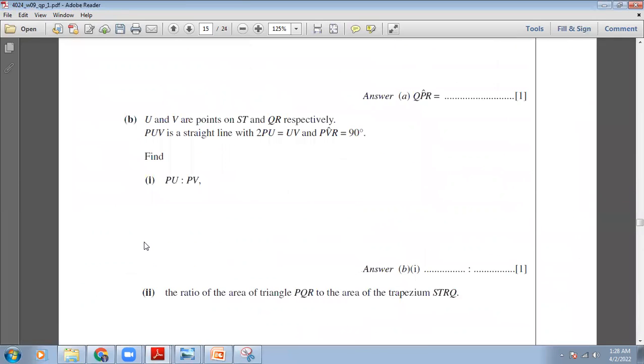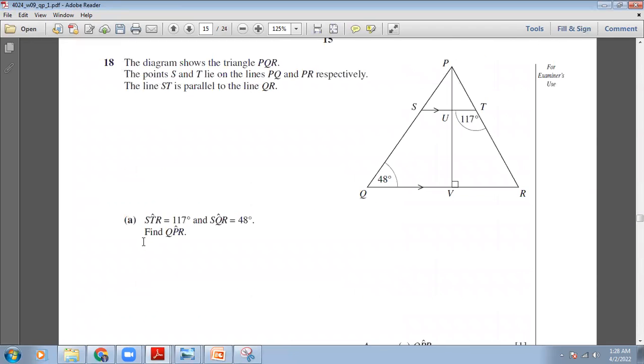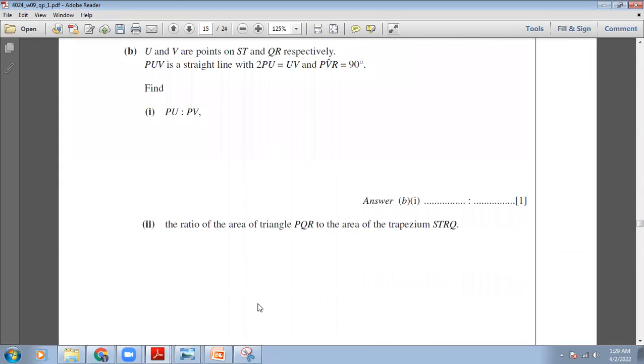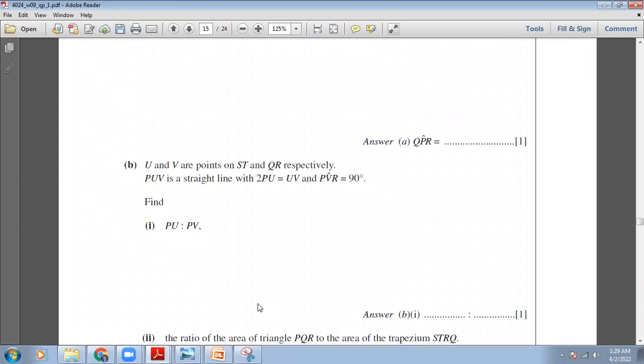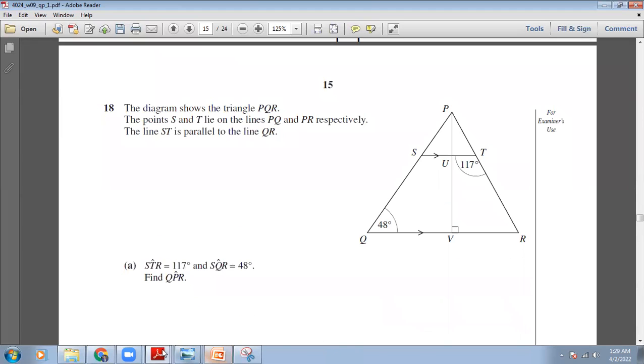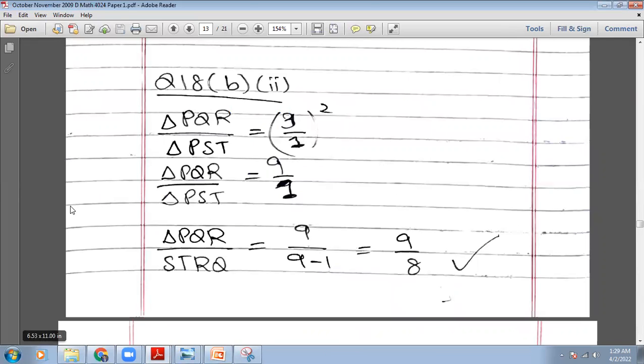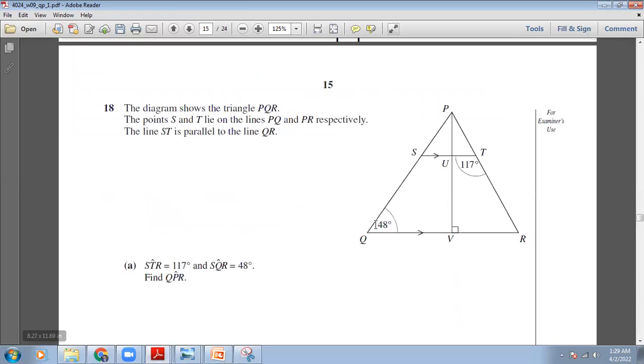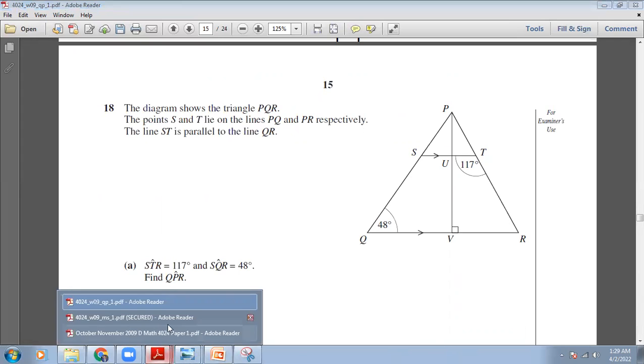He says the ratio of the area of the triangle PQR and the area of the trapezium STRQ. Okay, it's very simple. First of all, I will compare the triangle PQR with the triangle PST, because both these triangles will be similar to each other. Let me show you. We take PQR and PST. So if this is 1, the whole thing is 3.